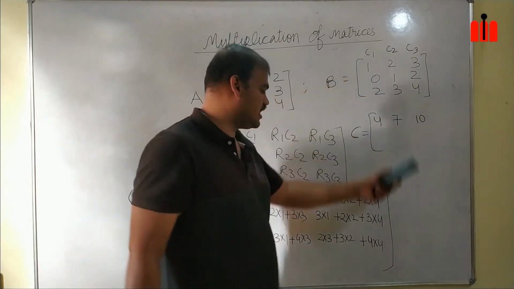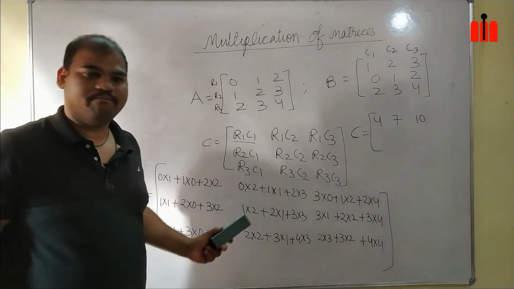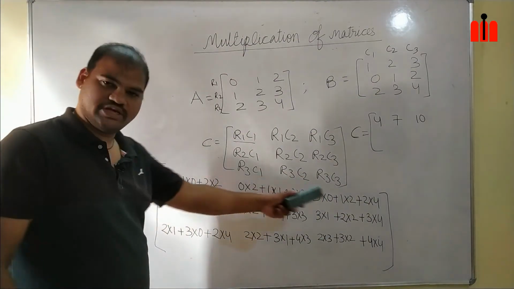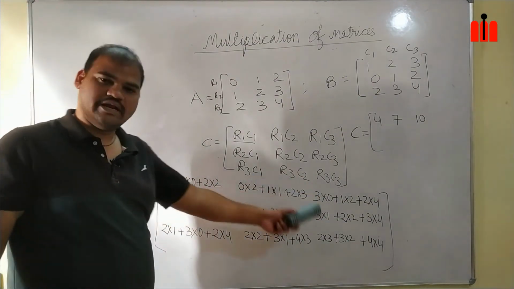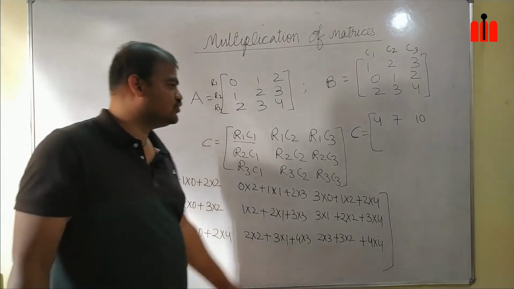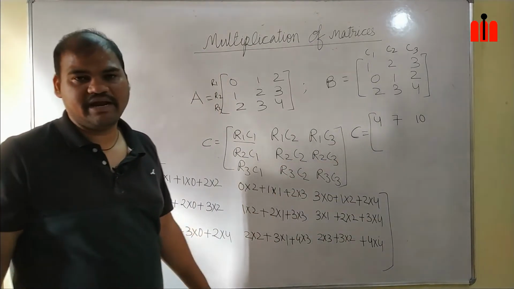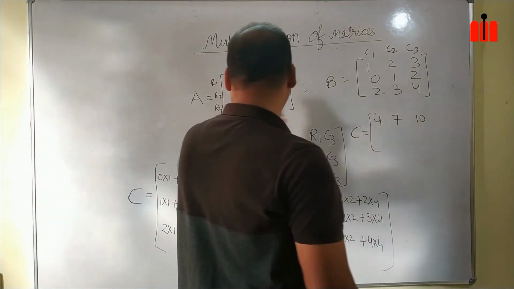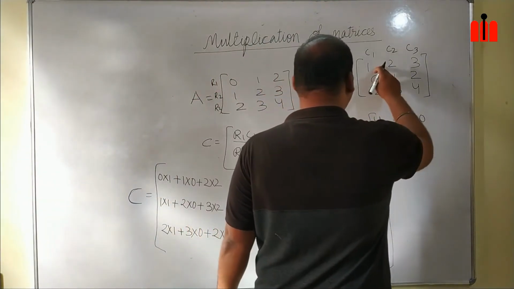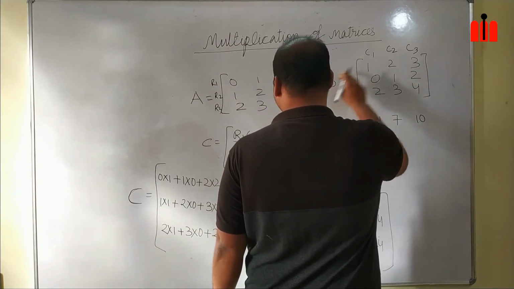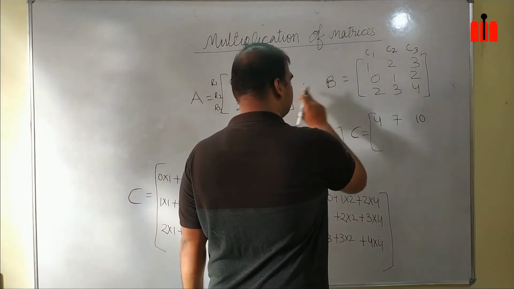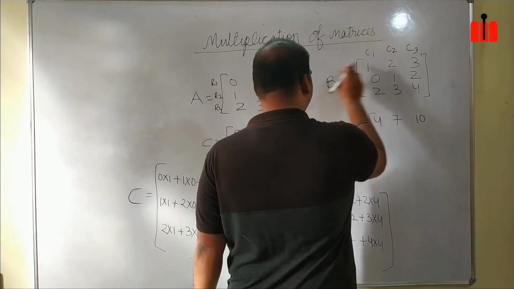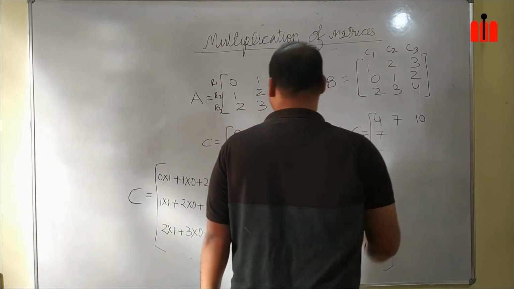Rather than writing like this, you can practice like this for initial questions, but you should be able to put the matrix in this way. Okay. Now for row 2, 1 2 3 with 1 0 2: 1 multiplied with 1 is 1, 2 multiplied with 0 is 0, 3 multiplied with 2 is 6. So 1 plus 6 is 7, it will be 7.